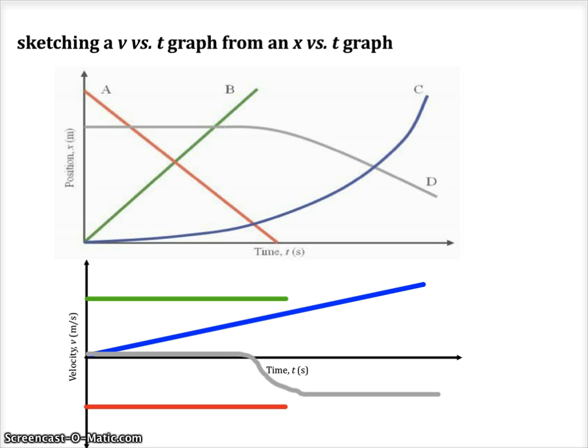Now there is one more piece of information that we can get from a velocity versus time graph, and that is displacement or distance, how far the object goes. It's a little bit more complex. There's a separate video for that. Take a look for that on the website.